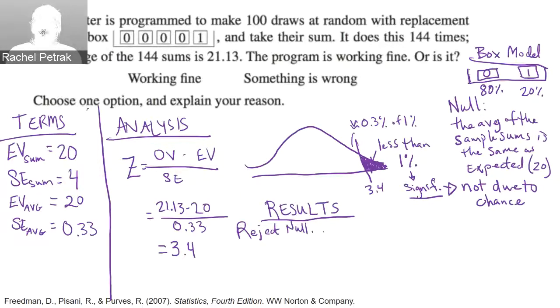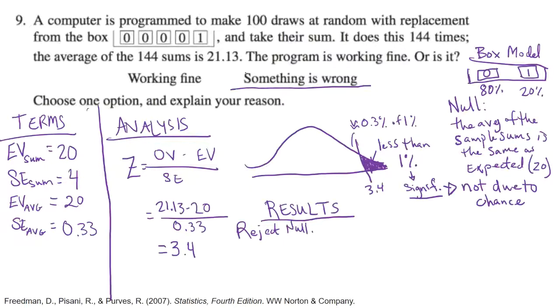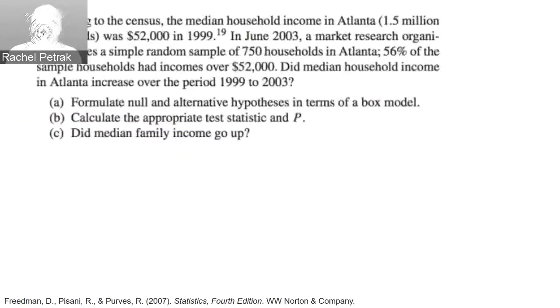And what does that tell us about this computer program? Is the program working fine or is something wrong? Something is wrong. Hallelujah. Because it's not just chance variability. We could write this sentence, but I'm going to skip it because it's a boring sentence and we have another problem here we need to do. Ouch. And a whole other chapter we're doing tonight.